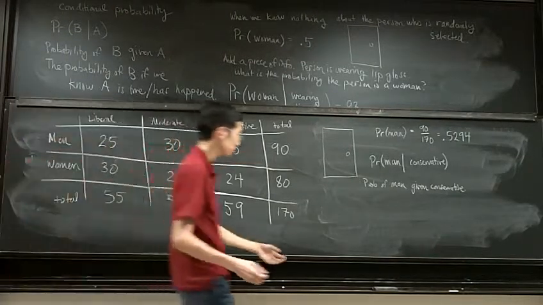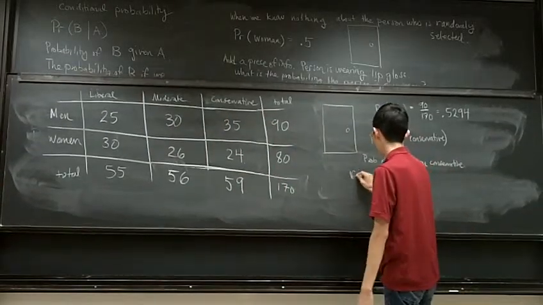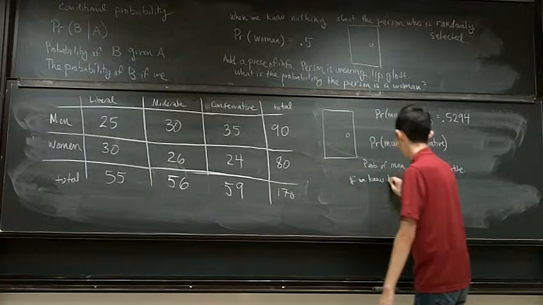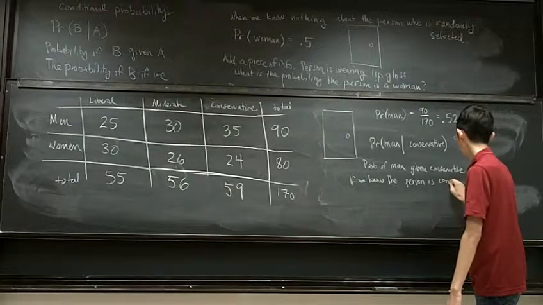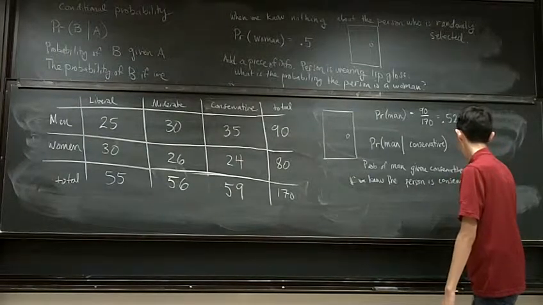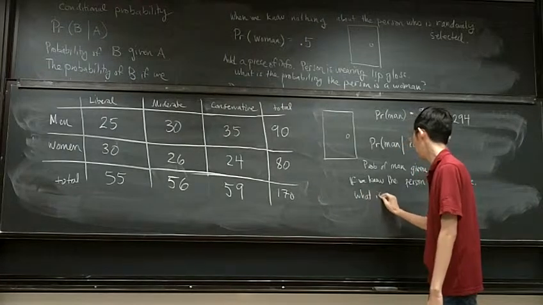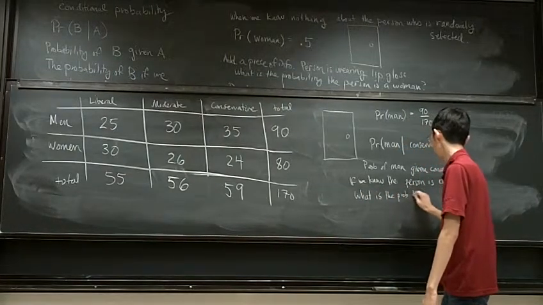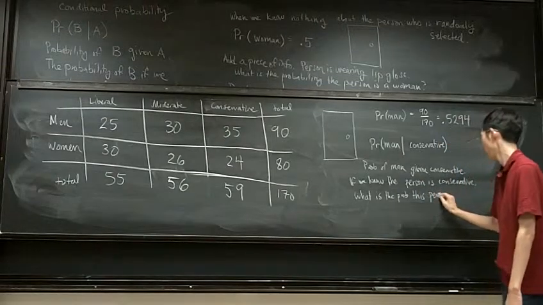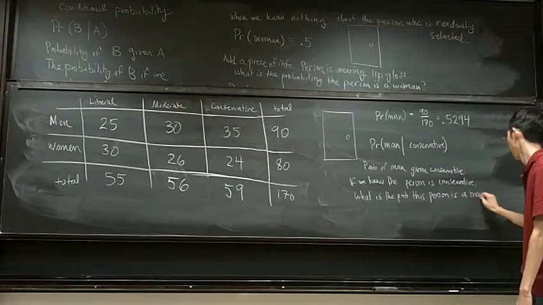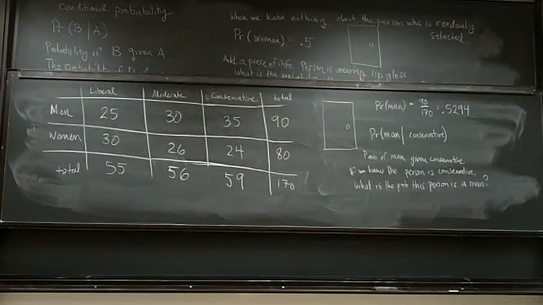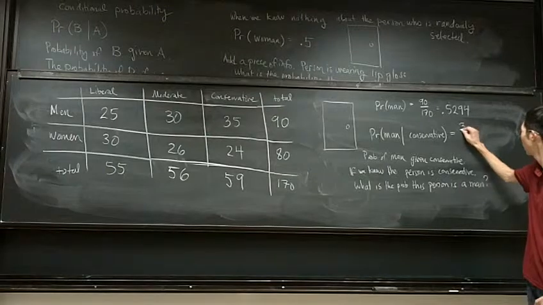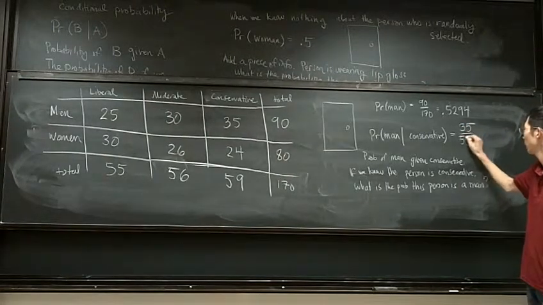Okay, so basically we're saying, if we know the person is conservative, what is the probability this person is a man? Alright. So how do we answer this? 35. Yeah, so the answer is 35 divided by 59.